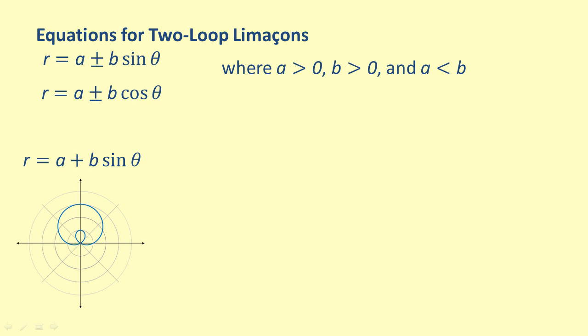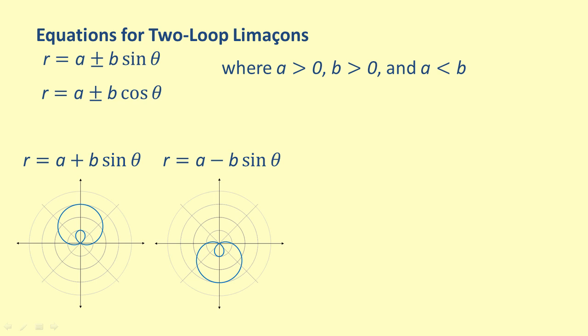If we change the operation from addition to subtraction, we get the equation r equals a minus b sine theta. The graph of this equation looks like this. Notice that the graphs are reflections of each other over the horizontal polar axis and that they are both symmetric about the vertical line theta equals pi over 2.